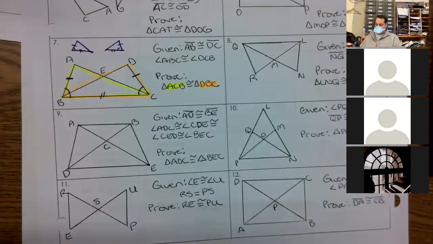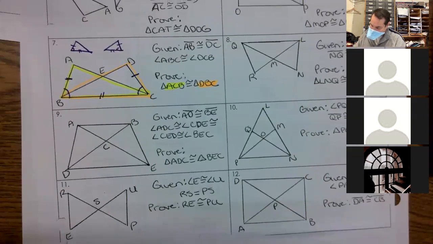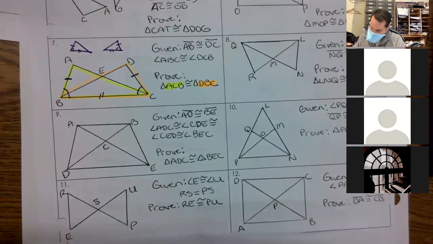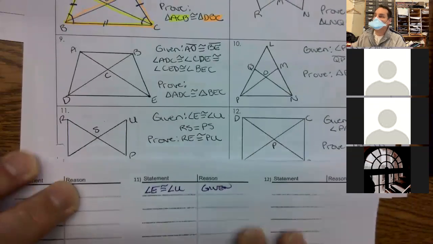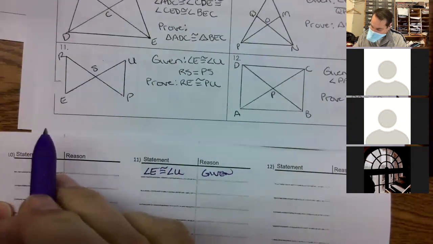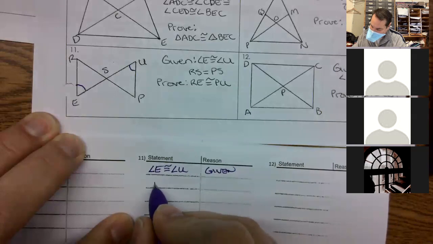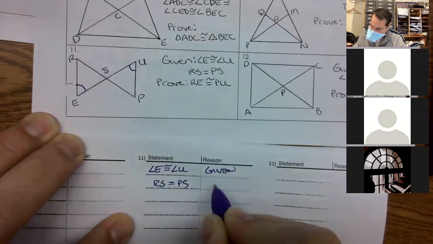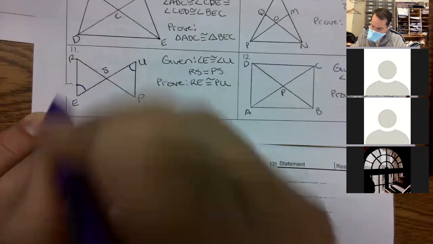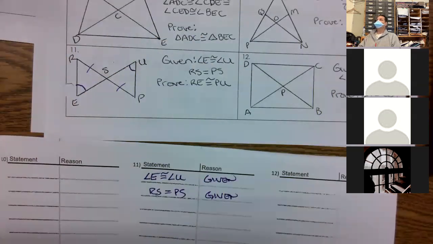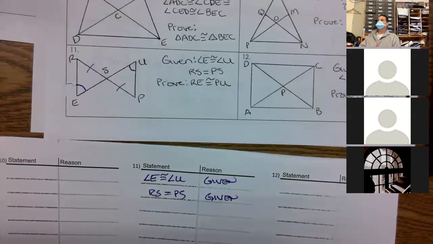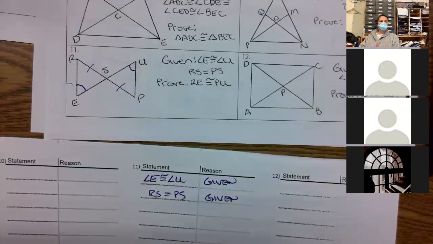Okay, last one I'm going to do for you, and then I'll set you off to go do this stuff yourself. Number 11. Let's start the same way. We got some givens. And then RS equals PS. What's next?